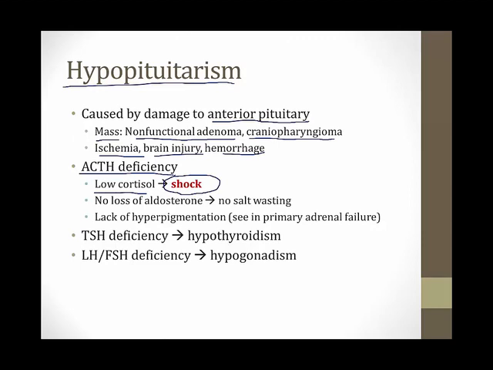Importantly, patients with hypopituitarism do not lose aldosterone. That's because aldosterone is controlled by the renin-angiotensin system, so you don't see salt wasting in hypopituitarism. You also don't see hyperpigmentation. In the adrenal modules, I talk about how you can get hyperpigmentation when the ACTH level is high in primary adrenal disease. You do not have primary adrenal failure. In this case, the ACTH level is low, and therefore there's no hyperpigmentation.